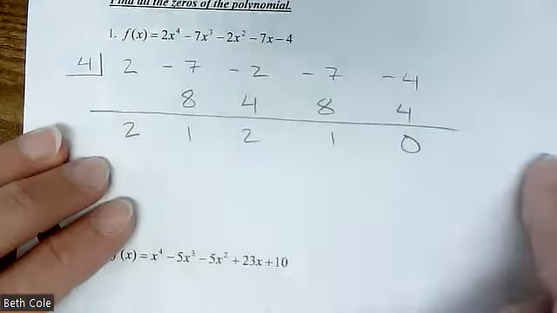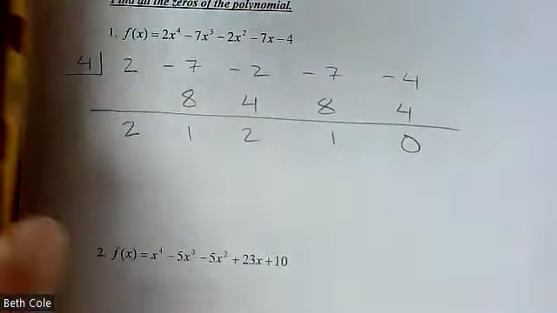Okay, but did you get 2, 1, 2, 1, 0? Sounds like I'm talking about a zip code. All right, now I'm going to go back to my calculator. There's actually one more.